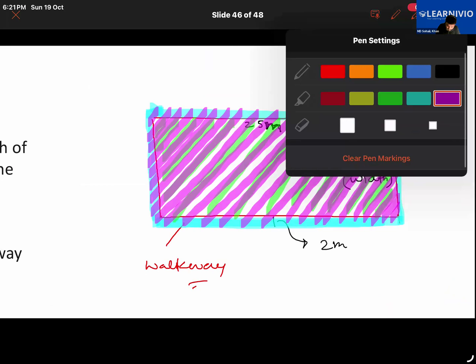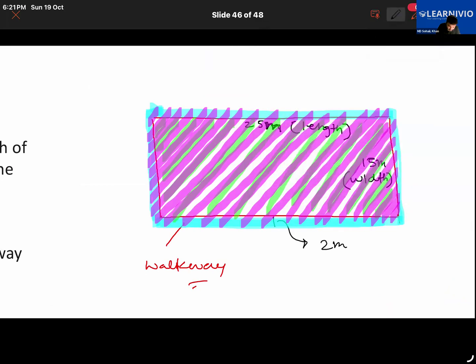The four sides are 2 meter walkway. It's multiplied by 4 into 2 and plus them. Okay, no, it's not like that.